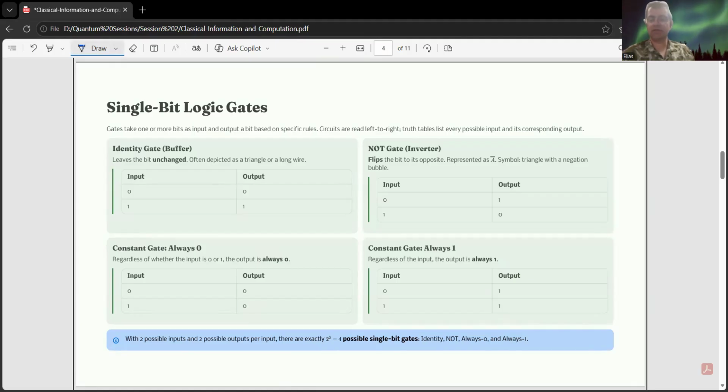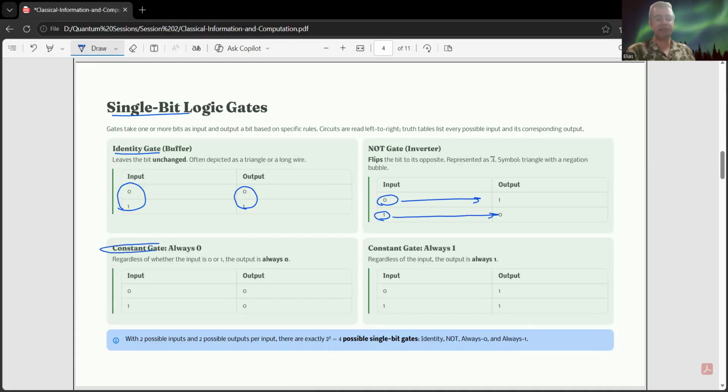We have some gates that are used in classical computers that are very important. Some of them are single bit, some of them are double or maybe more than 2 inputs. For example, we have an identity gate, which means that whatever you provide as input, the output will be the same. So basically, it doesn't do anything for us. We have the NOT gate or inverter, which just reverses or inverts whatever you provide as input. 0 becomes 1 and 1 becomes 0.